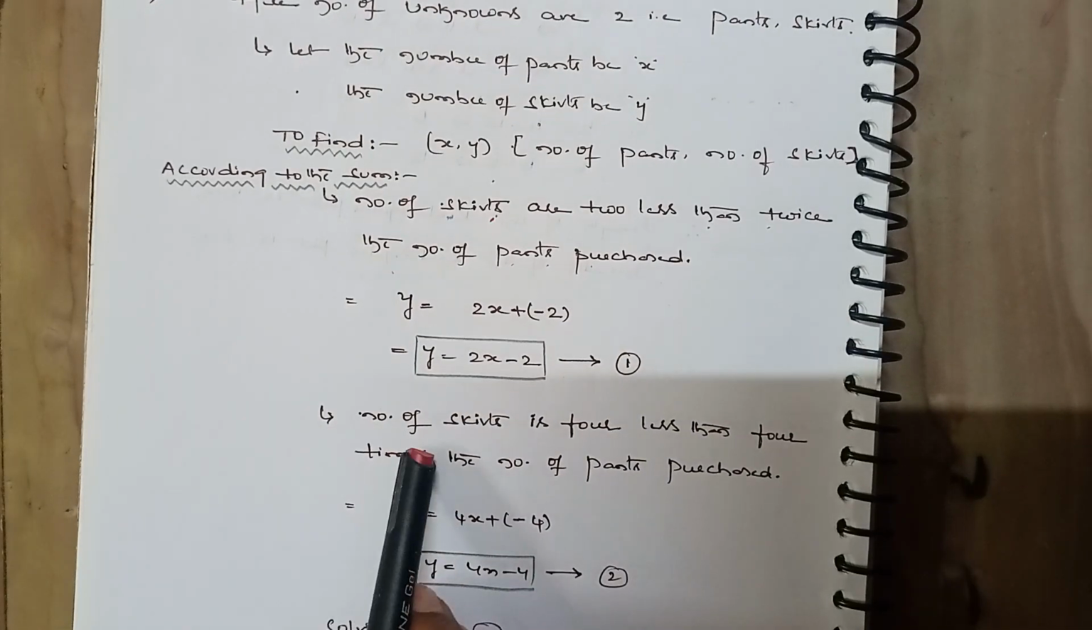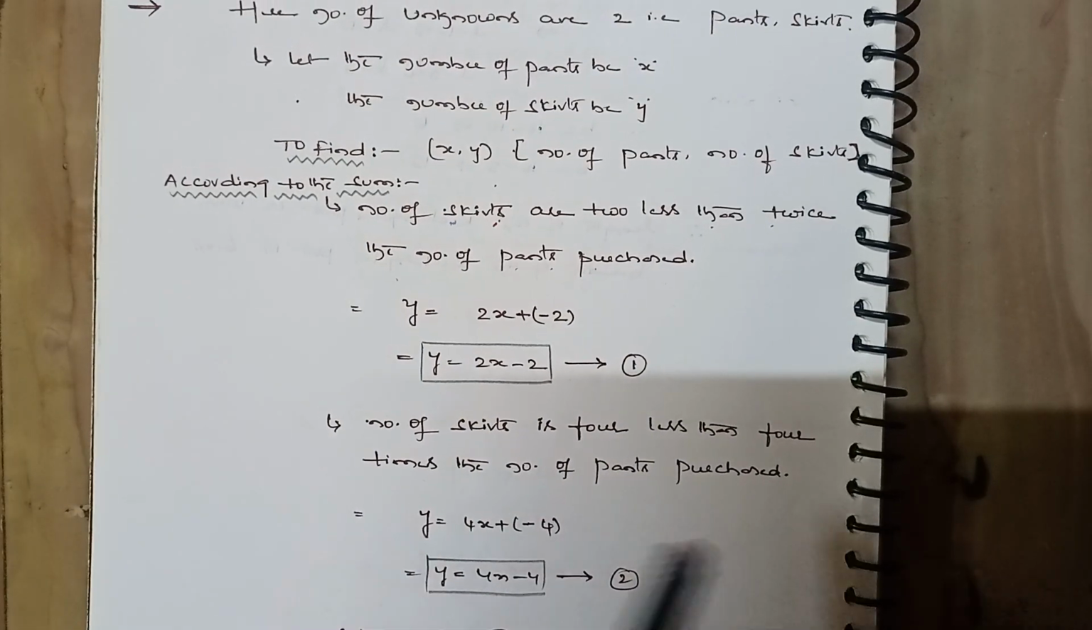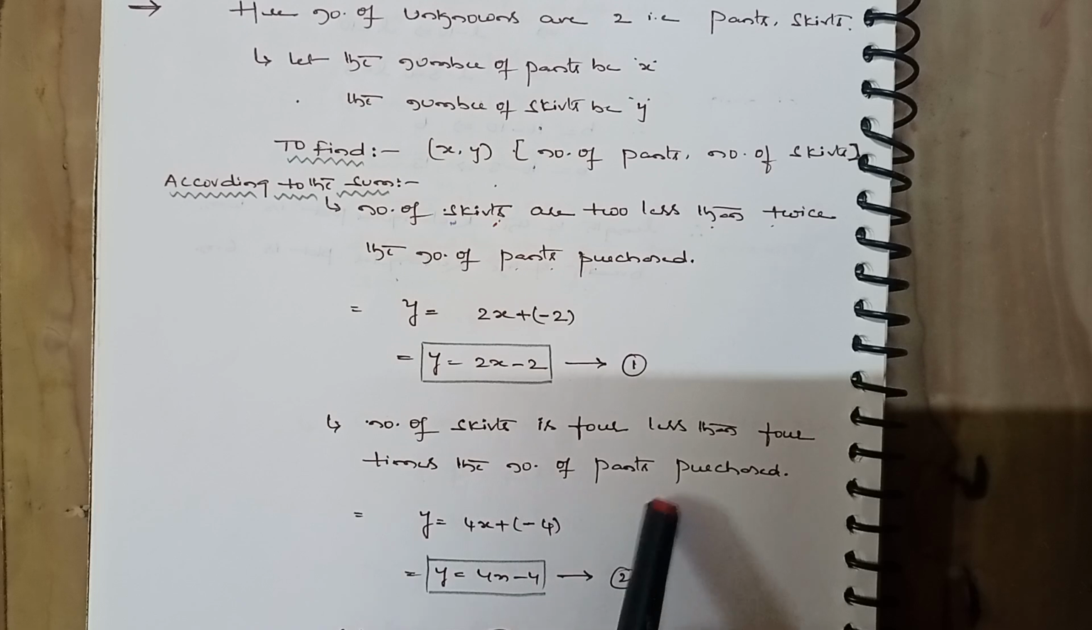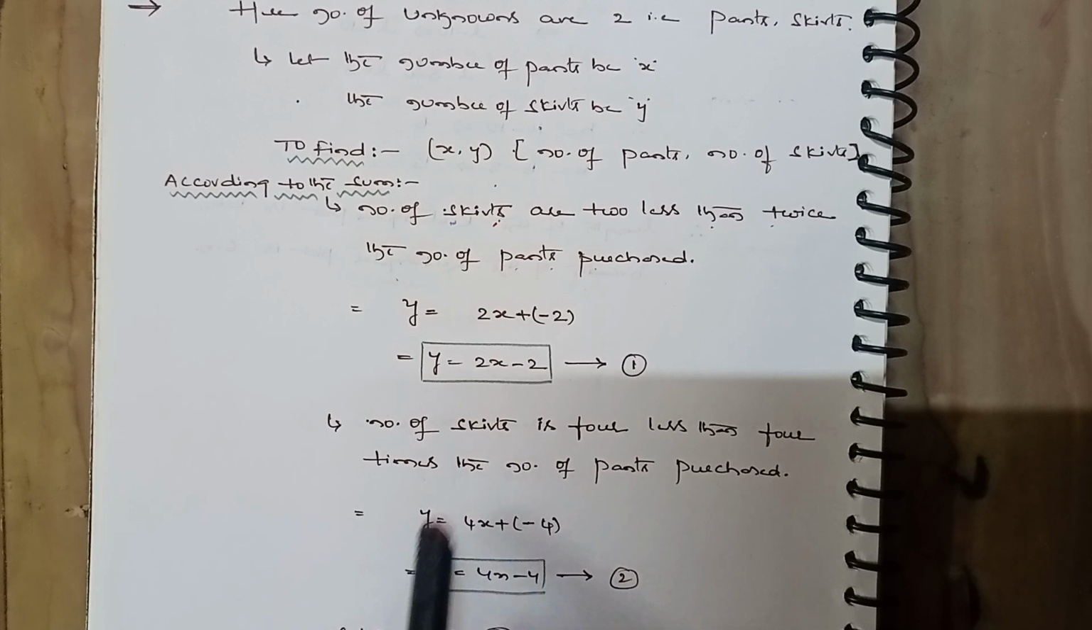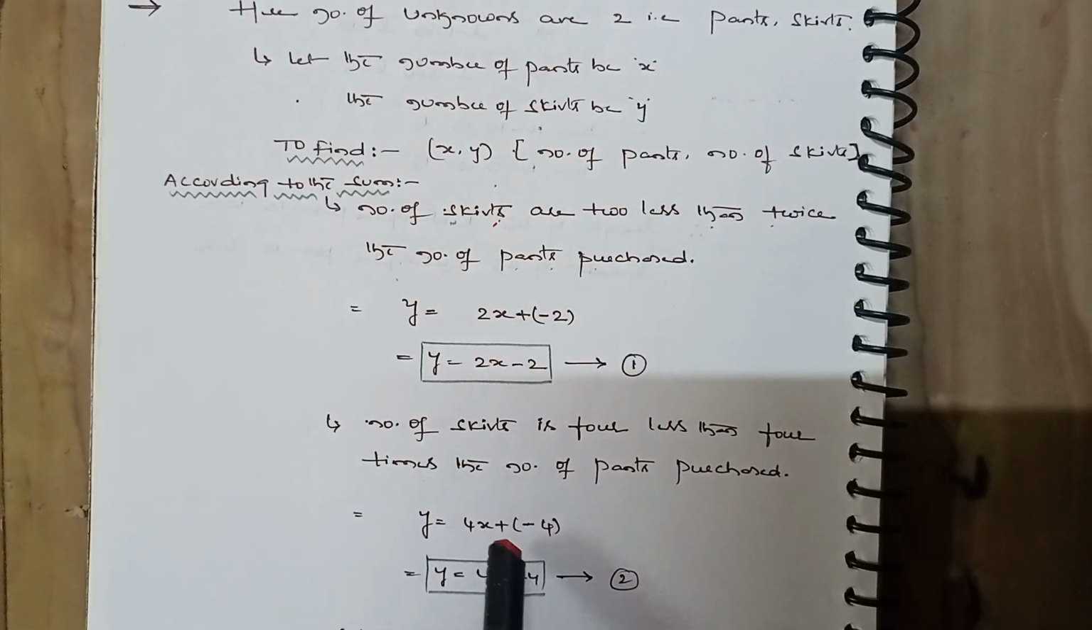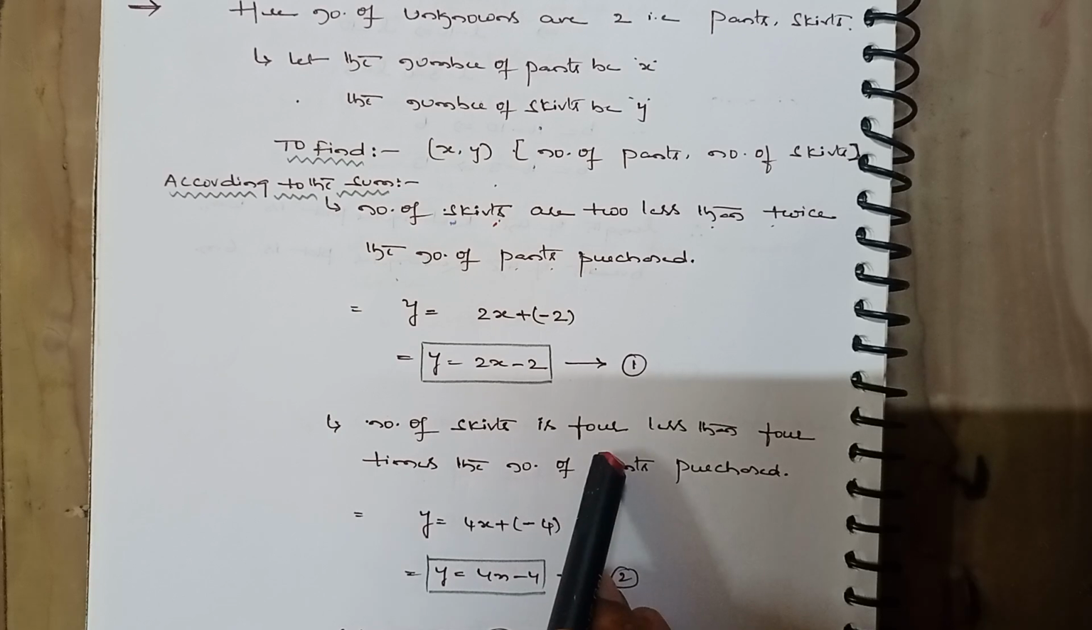That is equation 1. Then number of skirts is 4 less than 4 times the number of pants purchased. Here number of skirts again y, because we took y as skirts. So 4 times number of pants means 4x, and 4 less than, so we get minus 4. So y equal to 4x minus 4. This is equation 2.